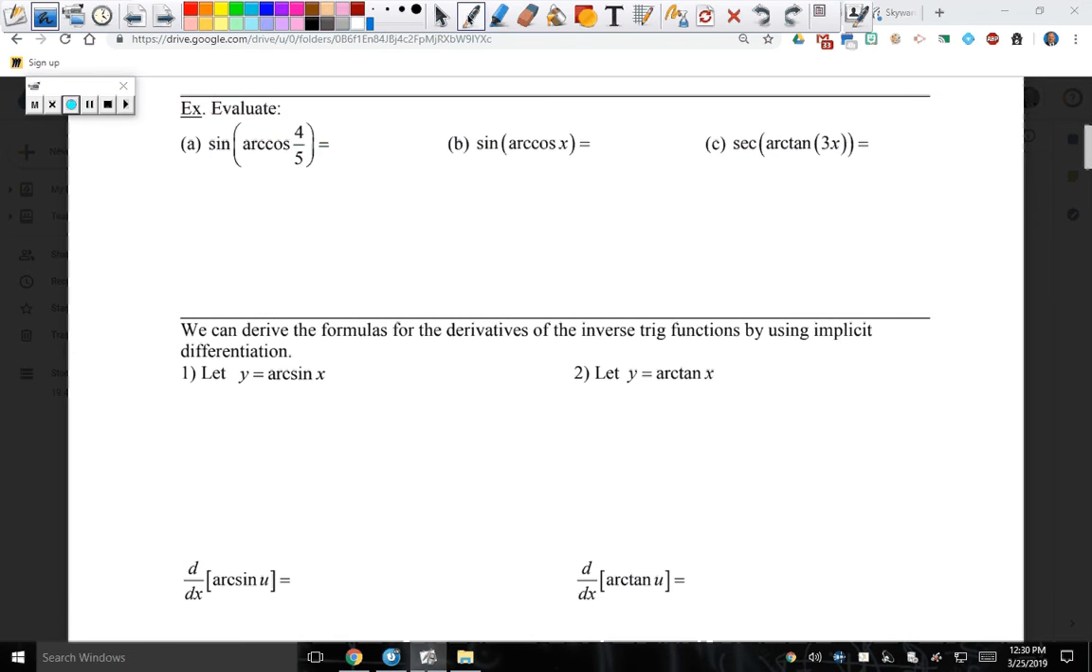The next one is going to be the arc cosine of x. So I'm going to build my reference triangle. And remember, this right here is theta. All of this inside the parentheses is theta. And cosine is adjacent over hypotenuse. So what's my adjacent?